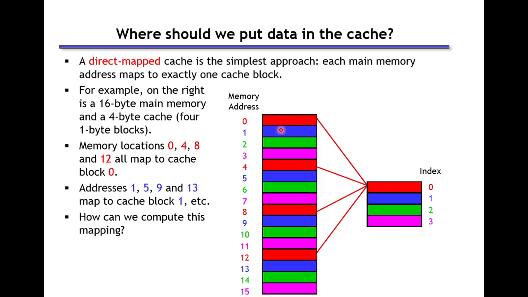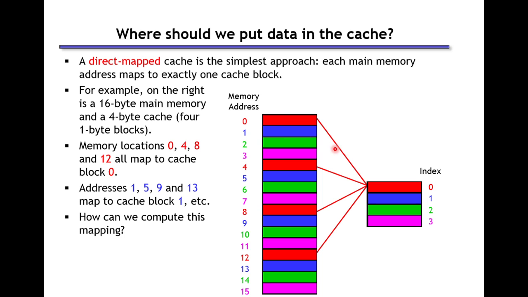One of the simplest approaches is the direct mapped cache. Each memory address maps to exactly one cache block. Here is a 16 byte main memory and a 4 byte cache for 1 byte blocks. This is your cache and this is your memory. So 16 bytes, and each block is of 1 byte.